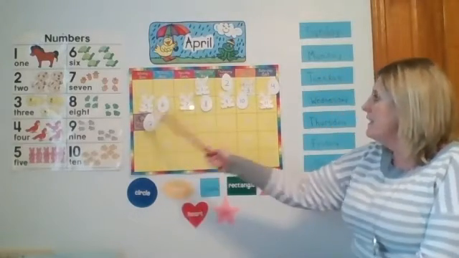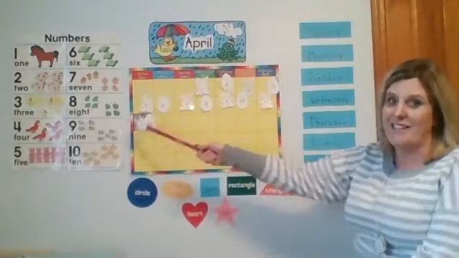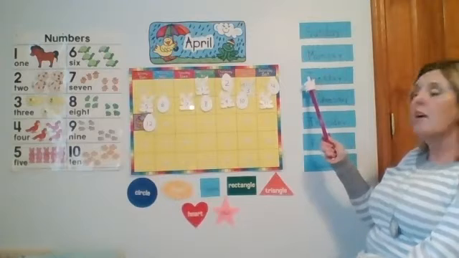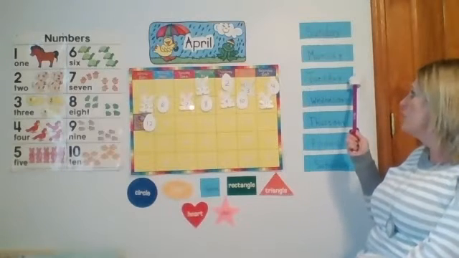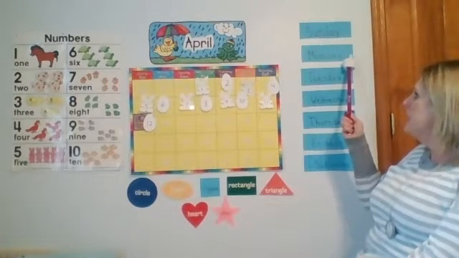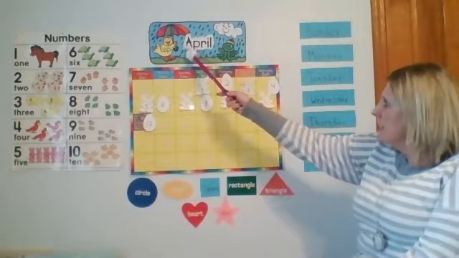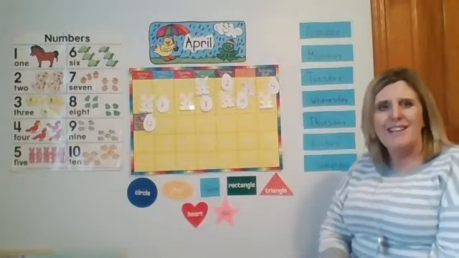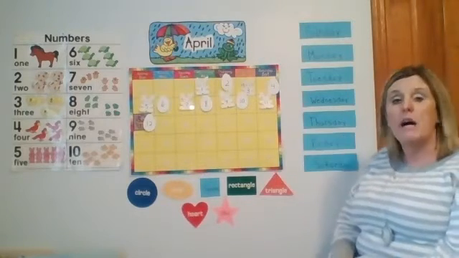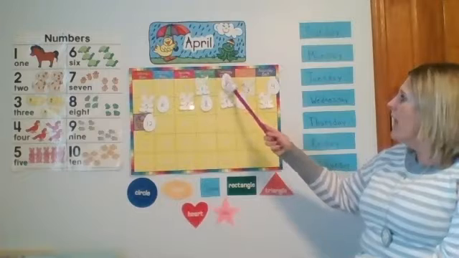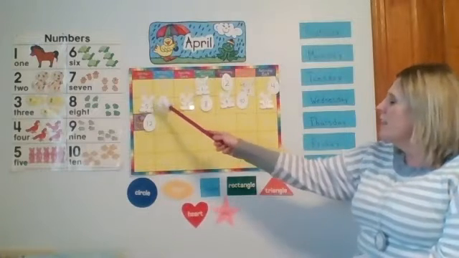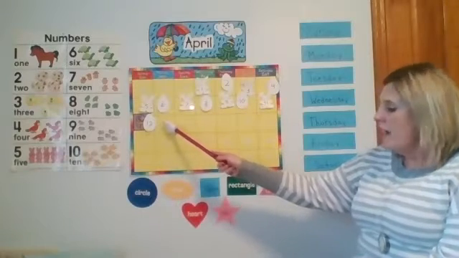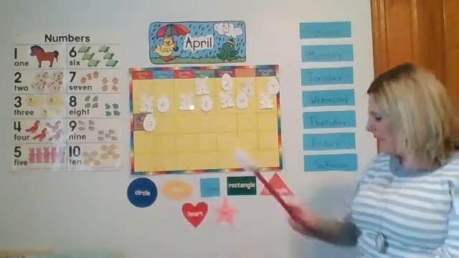Yesterday was Sunday, Easter Sunday. Today is Monday, and tomorrow will be Tuesday. But today is Monday, and the month is, see that A there? April. And we need to find out if it's going to be a bunny or an egg. Bunny, egg, bunny, egg. Today is going to be a bunny.